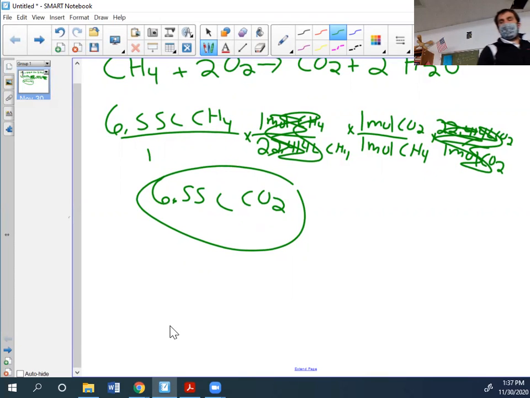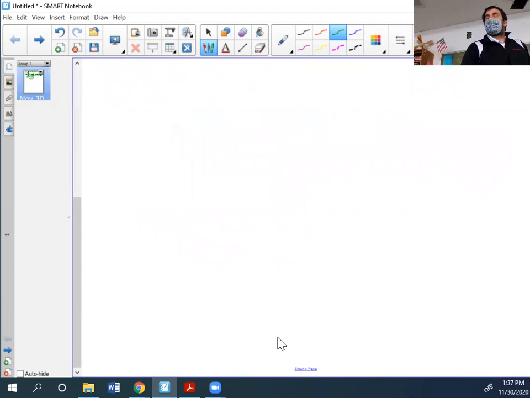All right, so let's do number 2. The first thing you need to pick out is whether it is at STP. It is not at STP. So if it is not at STP, you need to do an ideal gas law, and then you can do an ideal gas law and a stoichiometry problem.